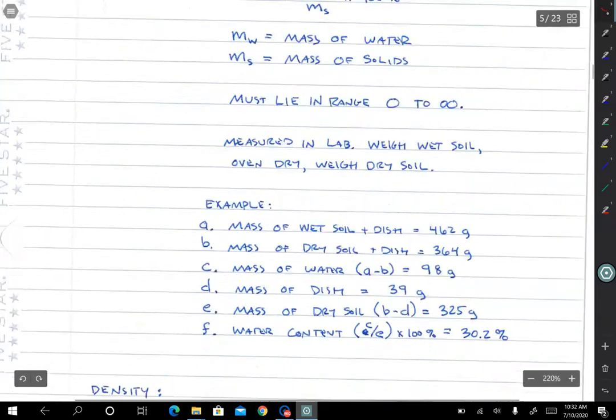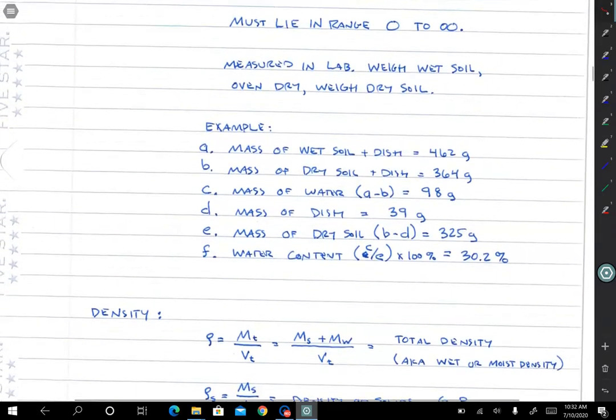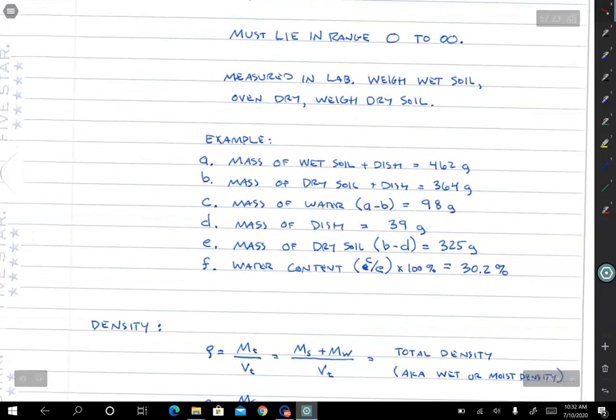Okay, so here's an example calculation for water content. What you do is you put the wet soil in a dish, and you have to know the mass of that dish. So for example, let's say we measure 462 grams of wet soil with the dish together on the scale. We usually don't just put soil directly on the scale. We put it in a little evaporating dish first.